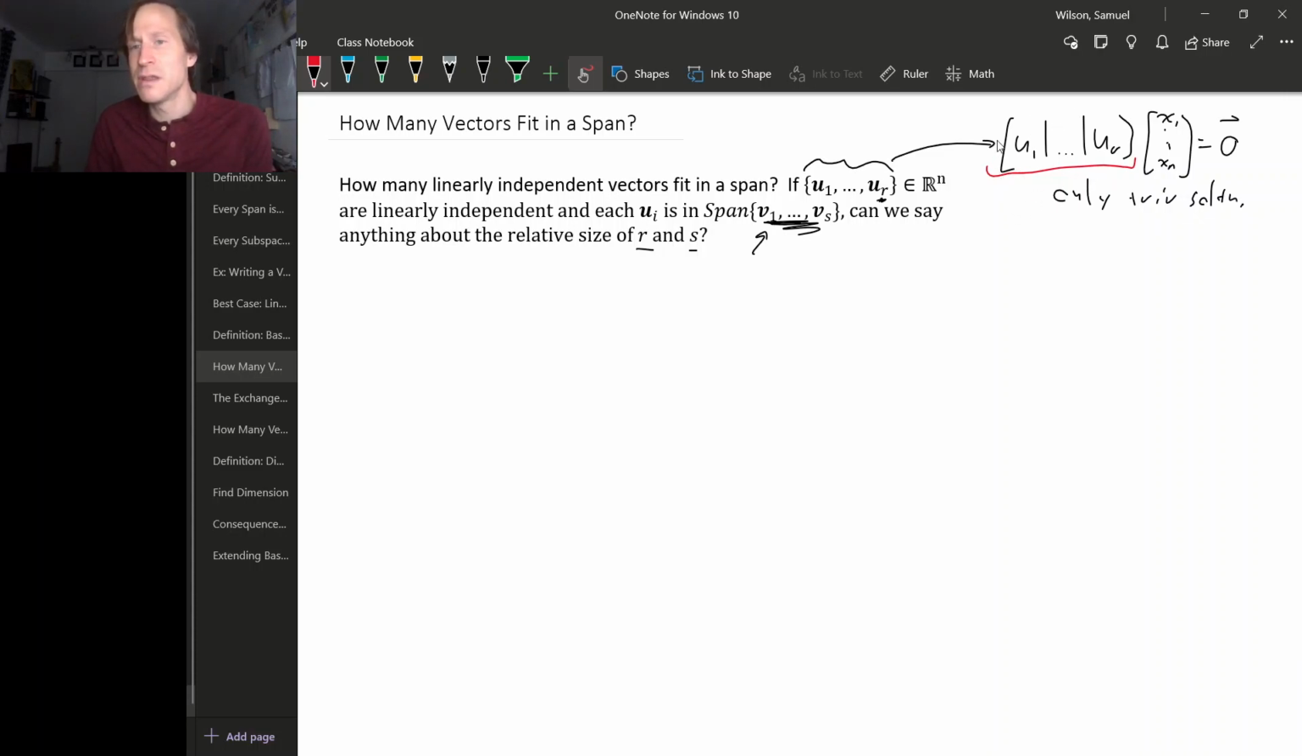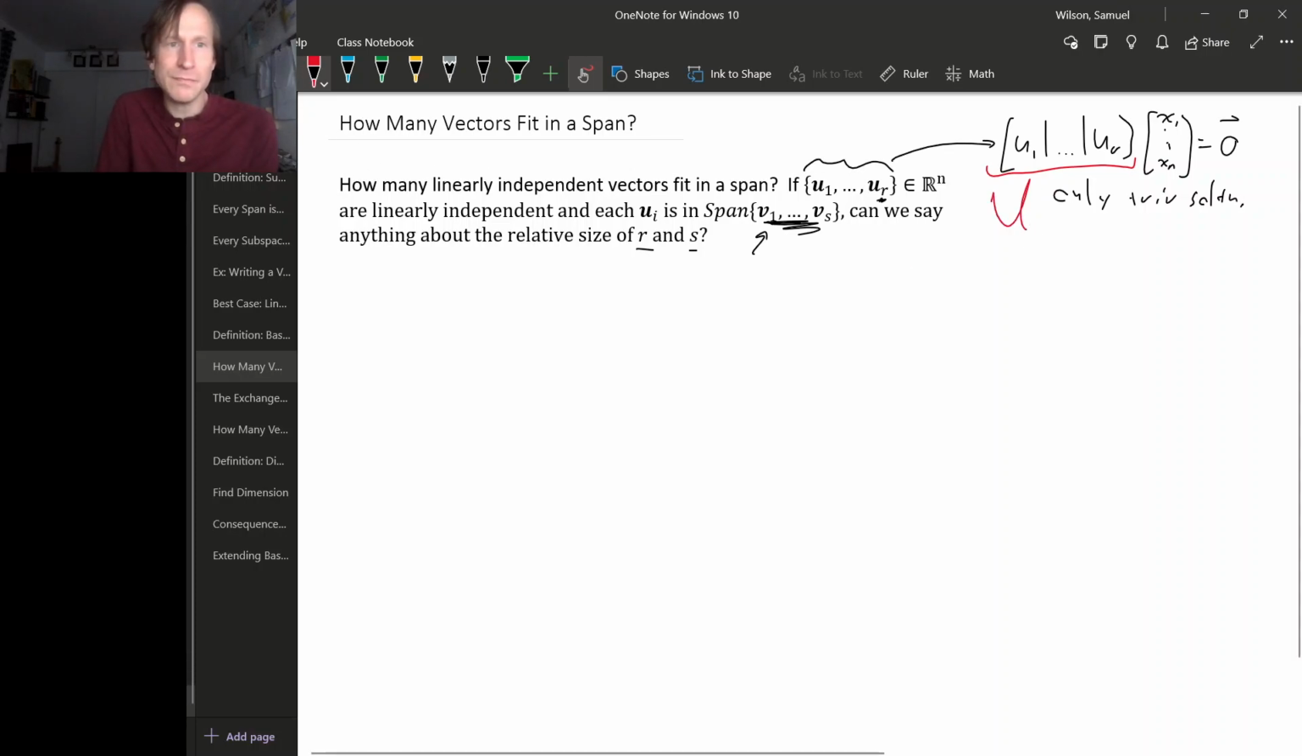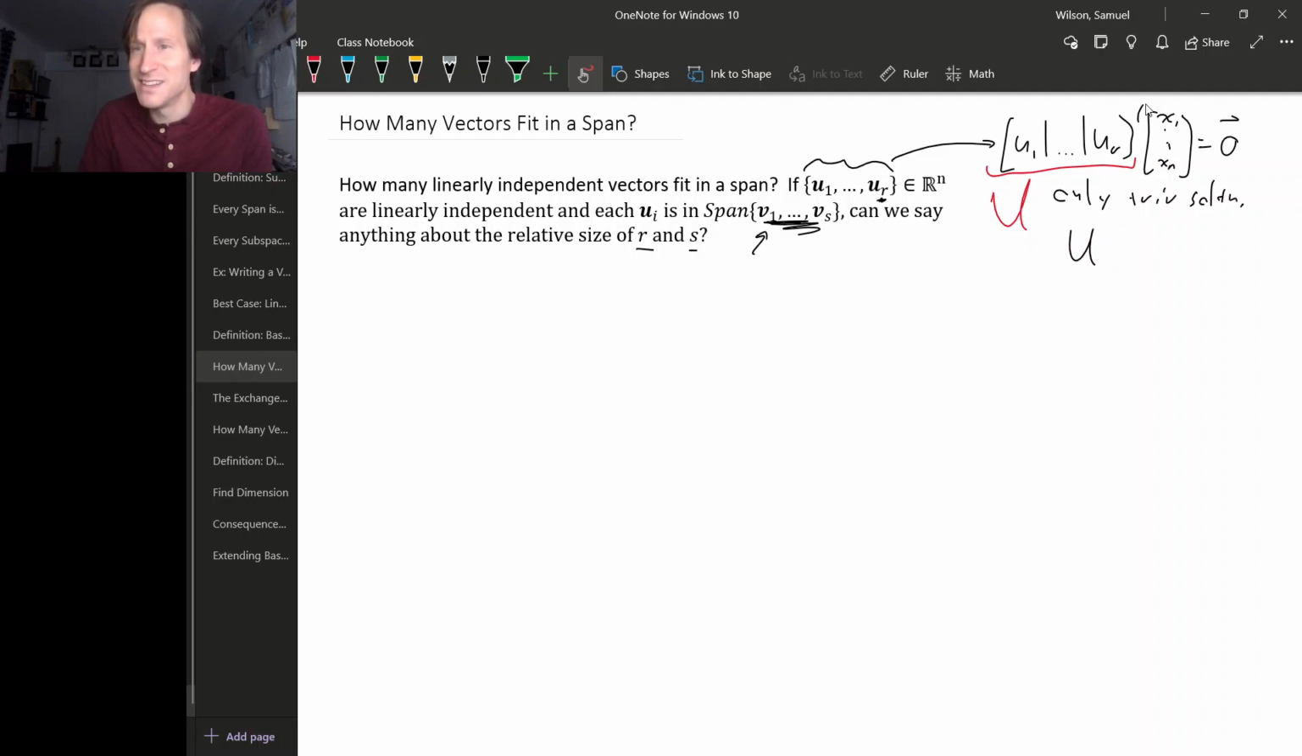So one thing we can do is give this matrix a name, the matrix whose columns are the u's. Let's call it capital U. And this vector of variables x, we could call capital X. Then we have the equation UX equals 0, and this has only the trivial solution, because the u's are linearly independent.